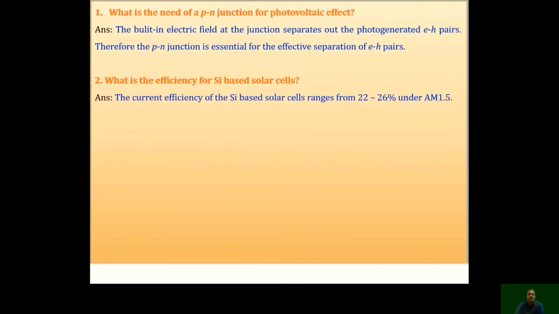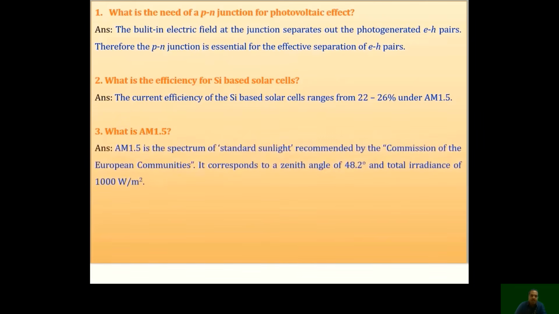So the next question is, what is the typical efficiency for the silicon-based solar cell? So the current efficiency under standard condition for the silicon based solar cell ranges from 22 to 26%, and the standard condition is called as the AM 1.5 radiation. Next question is, what is this AM 1.5 radiation? AM stands for air mass.